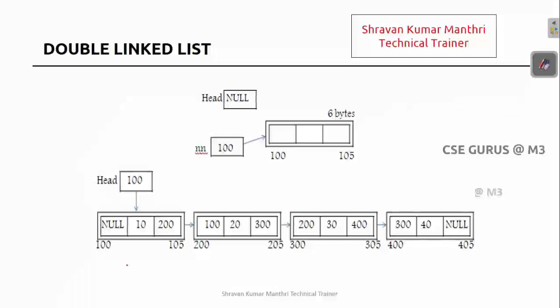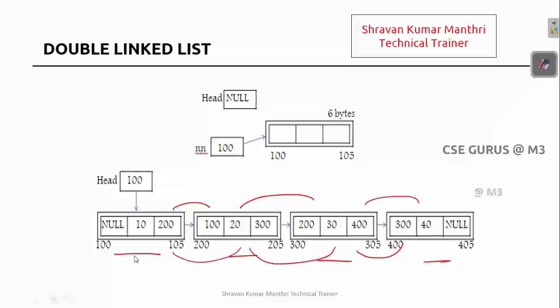You can see here, if these are node 1, node 2, node 3, node 4, you can go forward like this and you can come back also. How can it be done? That is what I'll explain.